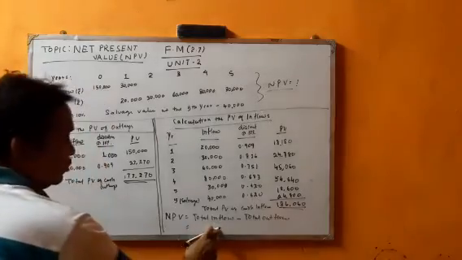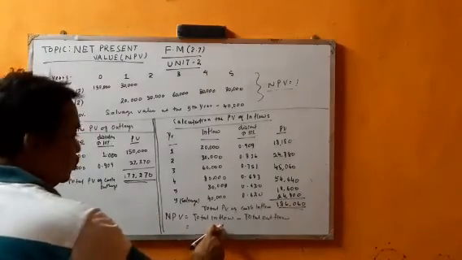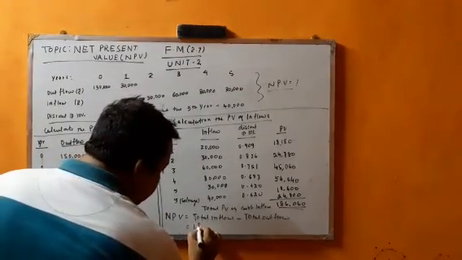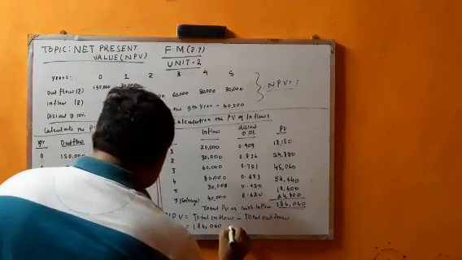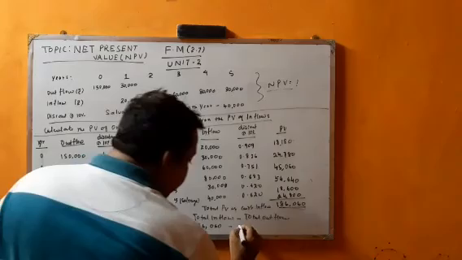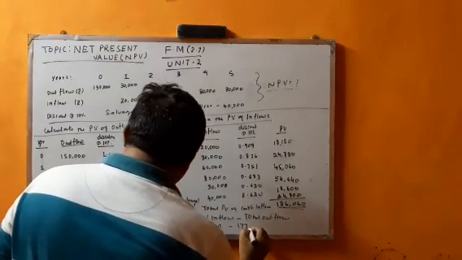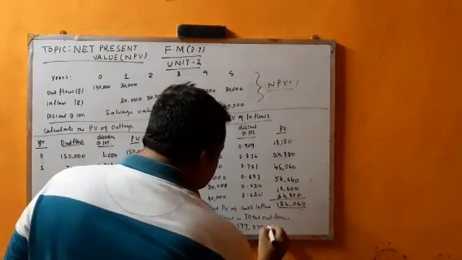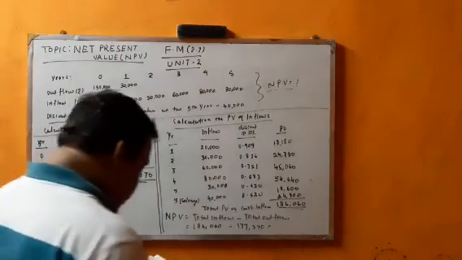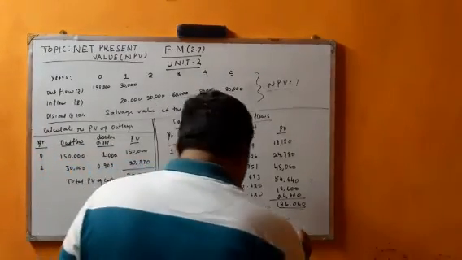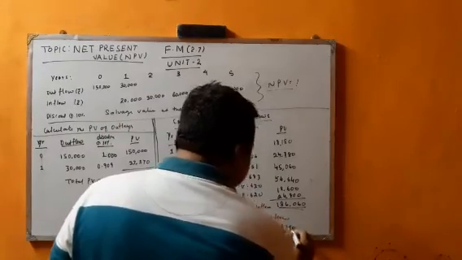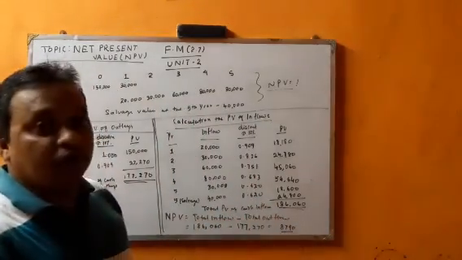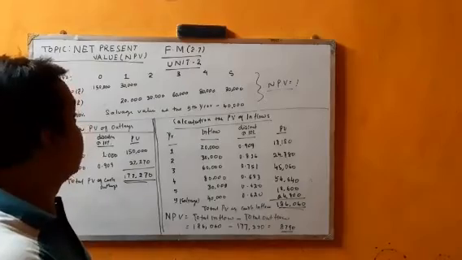Total inflow is 1,86,060 minus 1,77,270. So that is equal to how much? That is 8790. This is the net present value of the project.